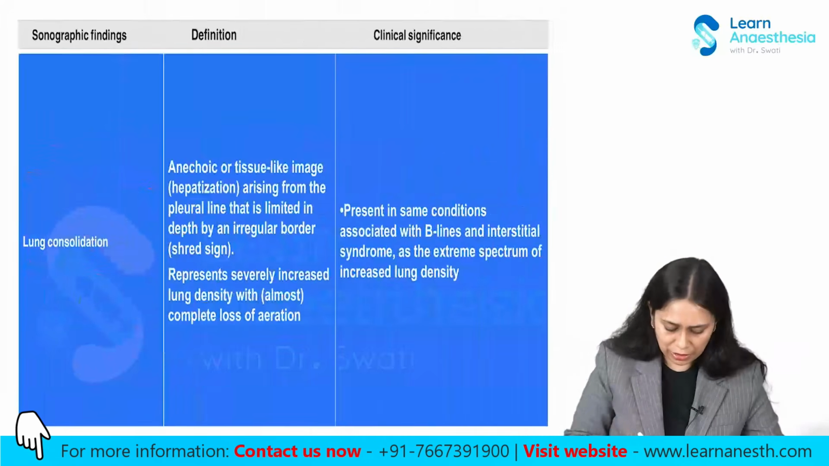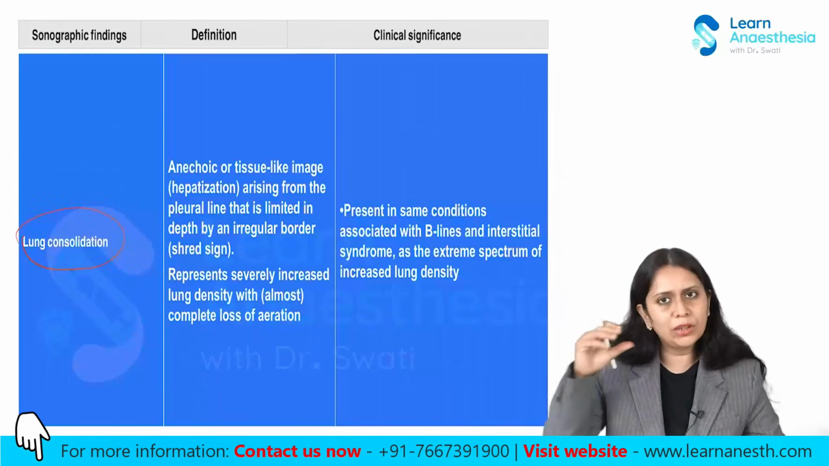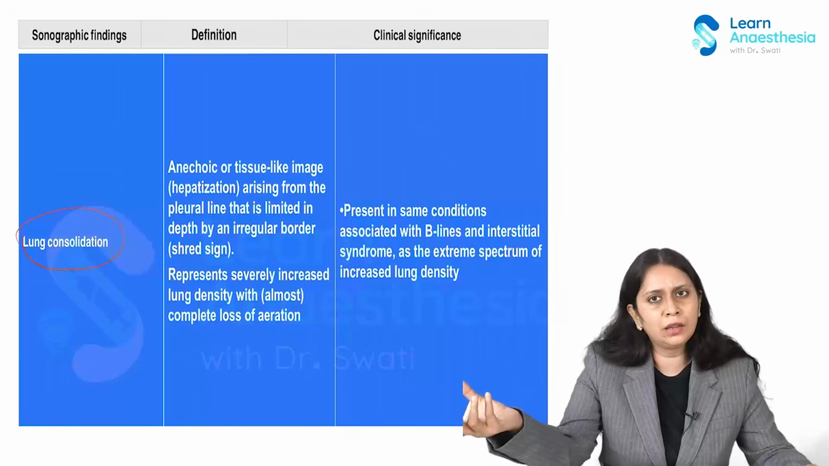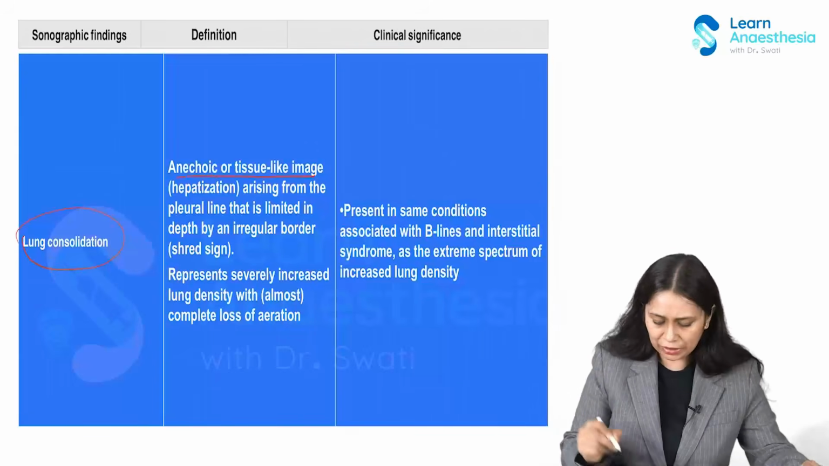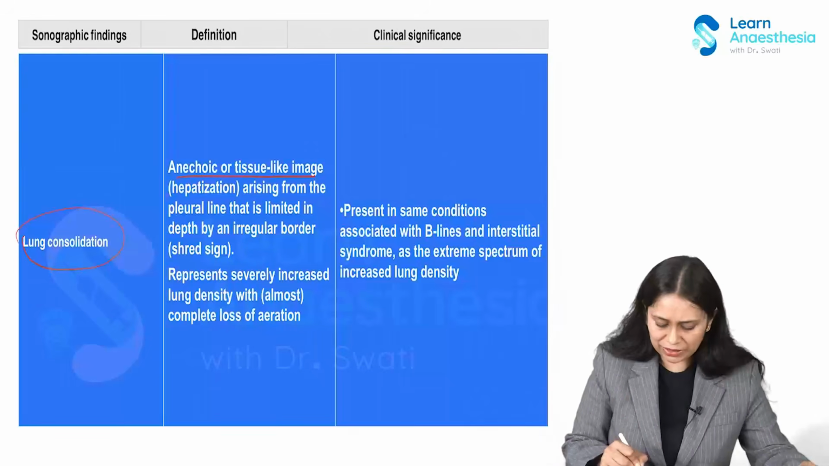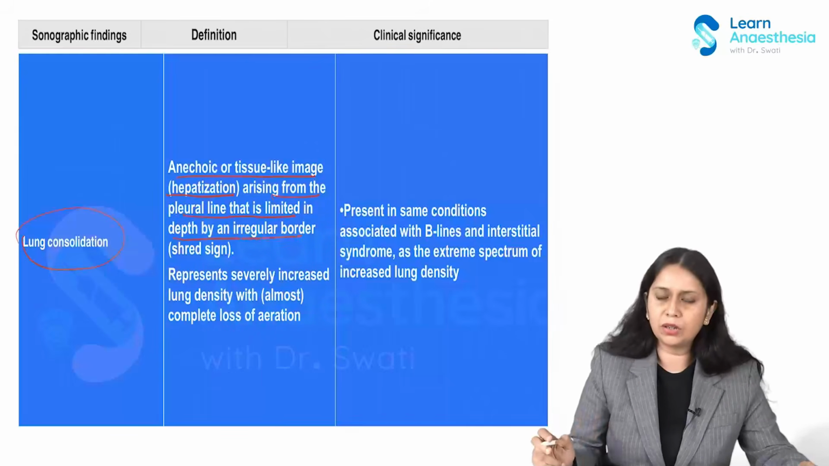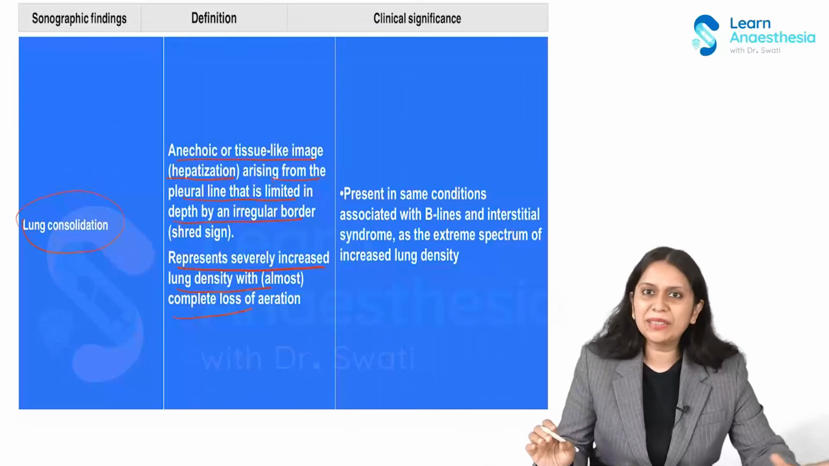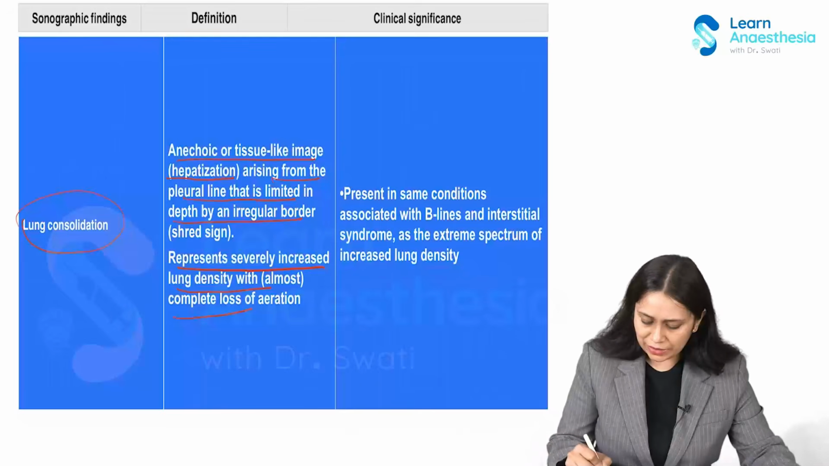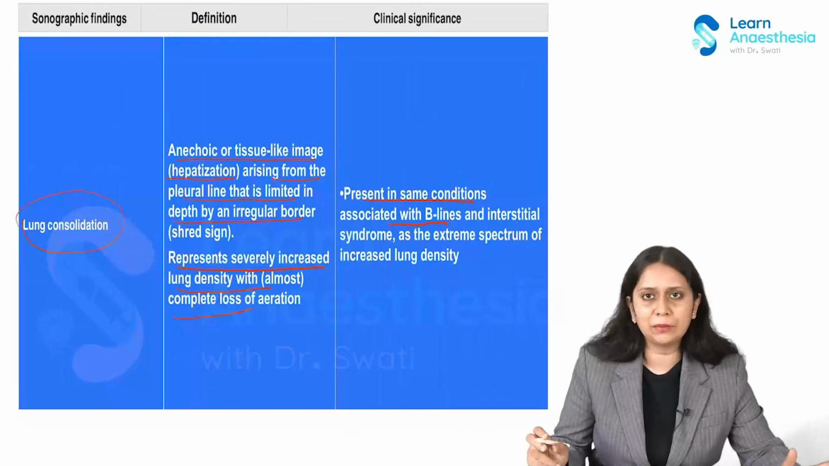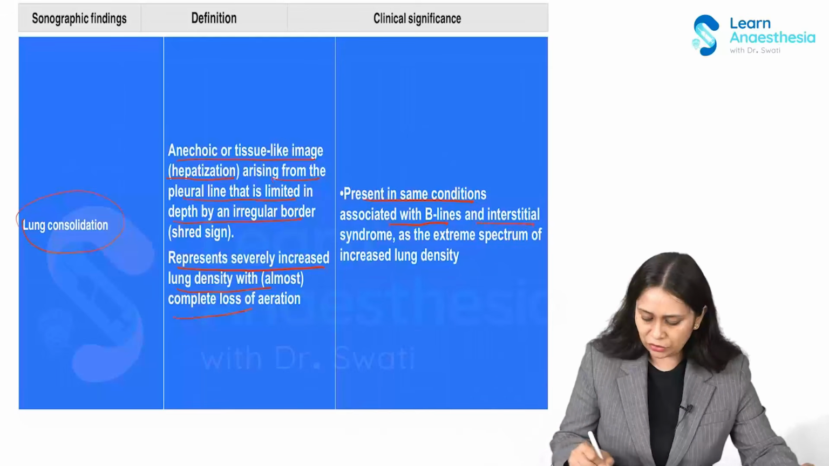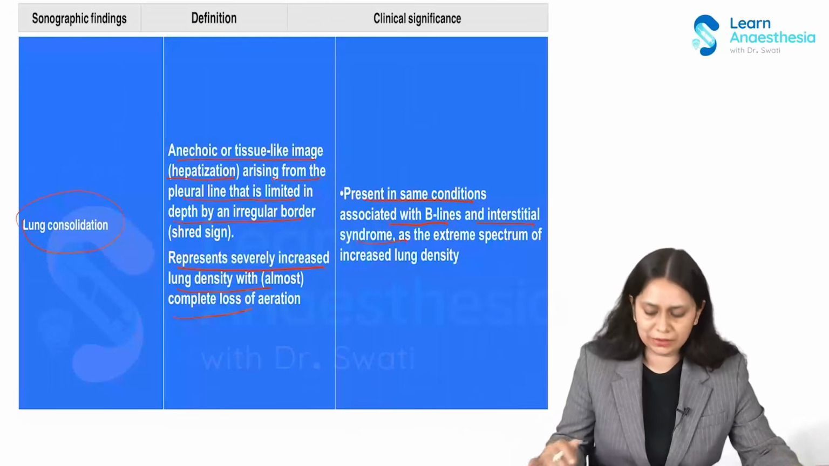Okay. Now lung consolidation. So in lung consolidation, what happens? The lung tissue will look like the liver tissue in the ultrasound. A tissue-like image, hepatization of the lung, as we call it, arising from the pleural line and limited in depth by an irregular border, right? This hepatization of the lung is present in the same conditions in which the B lines are present, that is loss of lung aeration and interstitial syndrome, and it is the extreme spectrum of the same disease. Okay.